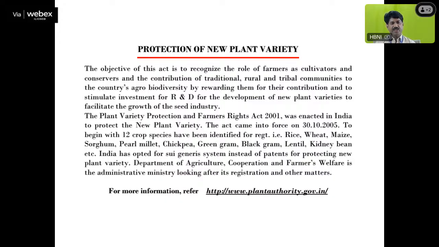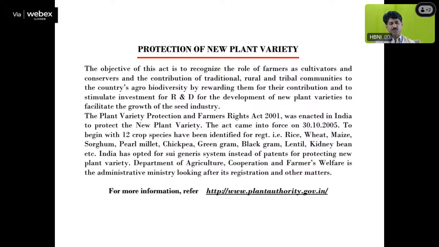The Plant Variety Protection and Farmers' Rights Act 2001 is the act for the protection of new plant varieties, enacted in India to protect new plant varieties. This act came into force in 2005 only. Recently it has been put in place. To begin with, 12 crop species have been identified and registered. These include rice, wheat, maize, etc.